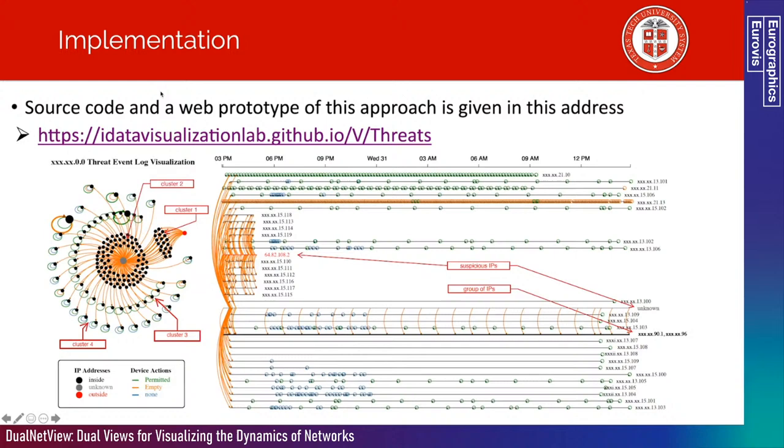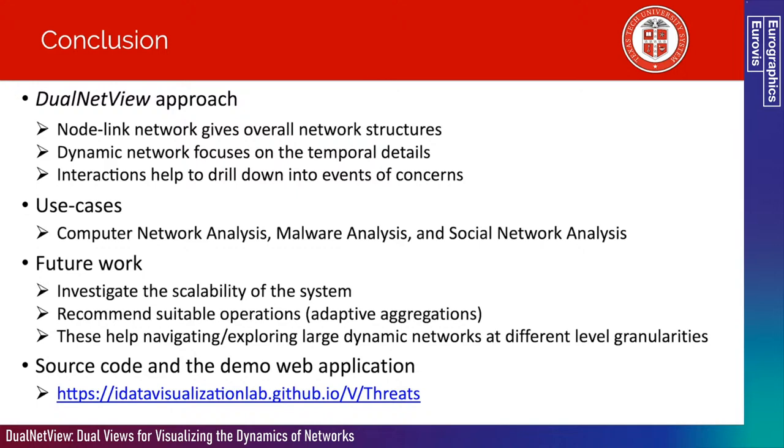Conclusion. Our dual network view approach provides a node-link network to keep the overall structure of the network aggregated over time. The dynamic network focuses on the temporal details. Interactions help to drill down into events of concern.